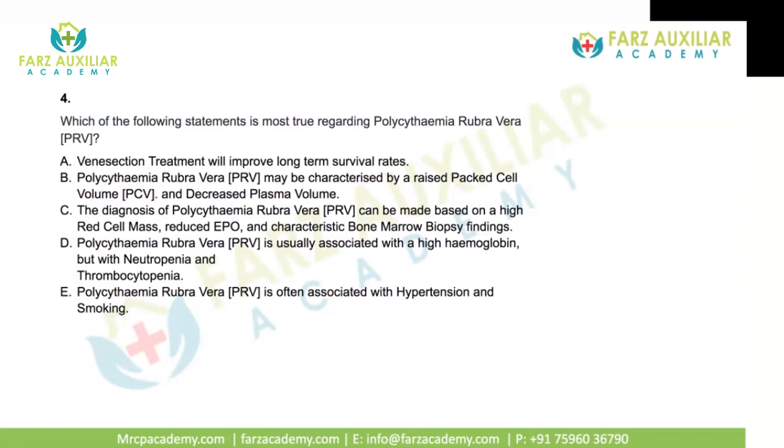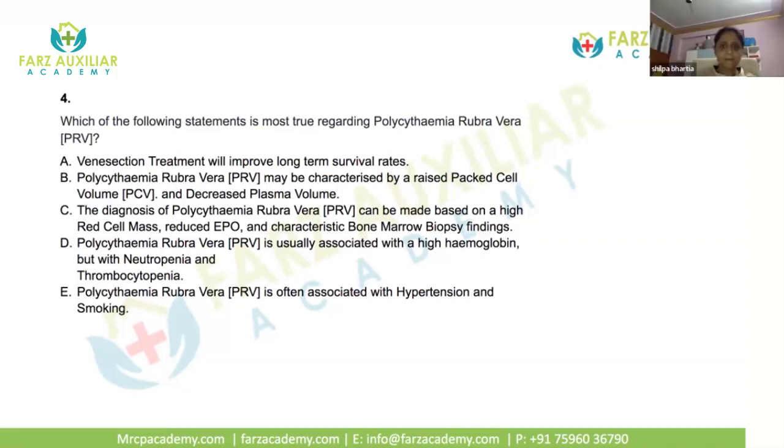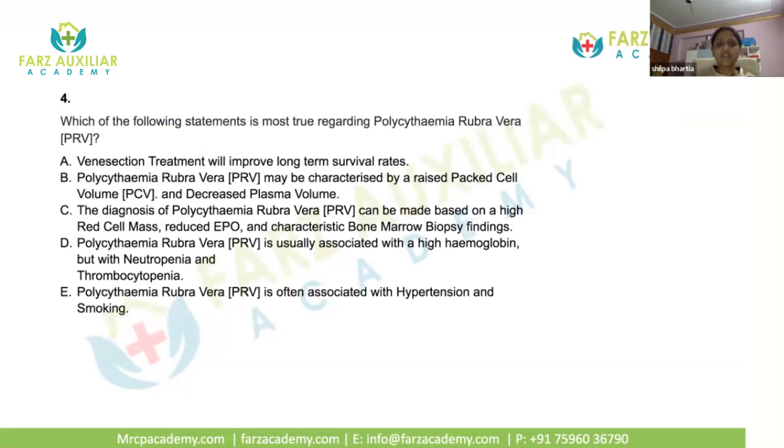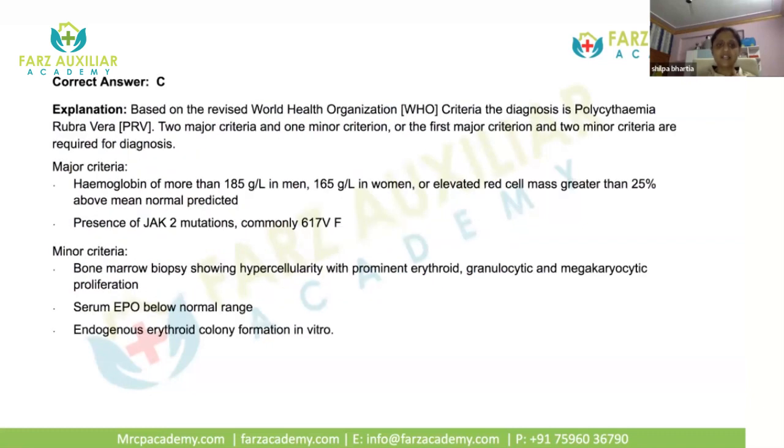Is it C, ma'am? Madam, B, I think. I think C. You think C? Yeah. C seems to be the most probable one. Yes. So who's the one who said B? You don't get decreased plasma volume. That's why it's not B. You are definitely getting a raised packed cell volume, but you're not getting a decreased plasma volume. It is a relative decrease, not an actual decrease, so that's why it's not really true. Venesection will help ease the symptoms, but it does not change your long-term survival rate. So the correct answer is C.